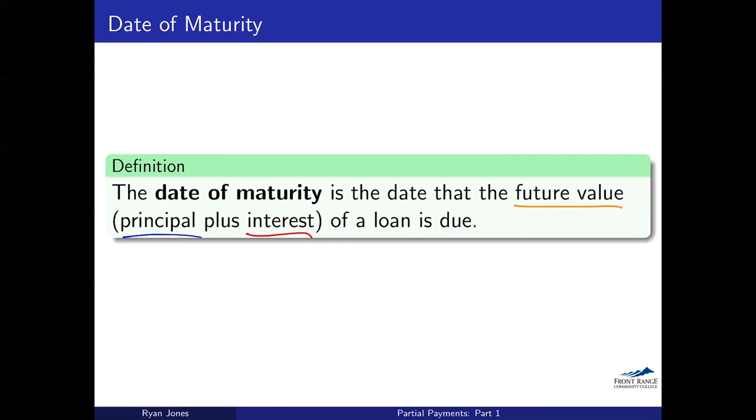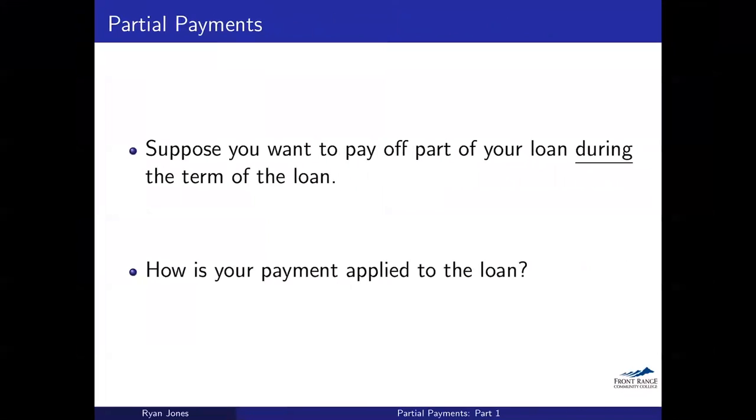All right, so let's get into this idea of paying off a loan, but only paying off part of it. We'll call this a partial payment. So basically, let's say you take out a $5,000 loan, and you have to pay it back. The date of maturity is a year from now. Well, after 6 months, maybe you want to pay off $3,000 of that loan because you have it and you can afford to pay off part of it before it's all due.